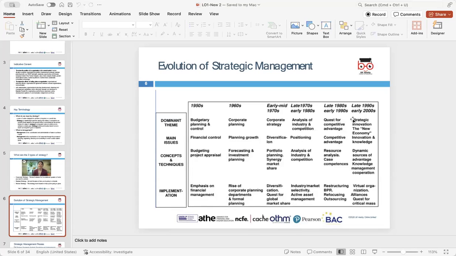Concepts such as knowledge management emerged. Late 1990s to early 2000s, the emphasis was on dynamic sources of advantage with the focus on resource analysis and strategic alliances, with techniques including outsourcing, virtual organization and restructuring. Any questions so far?